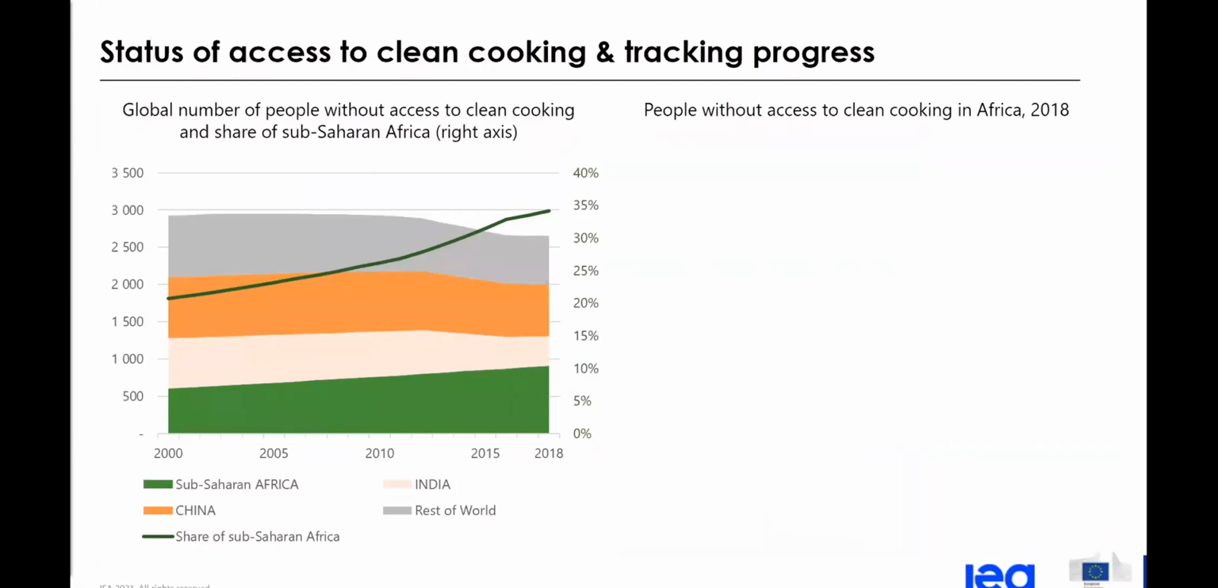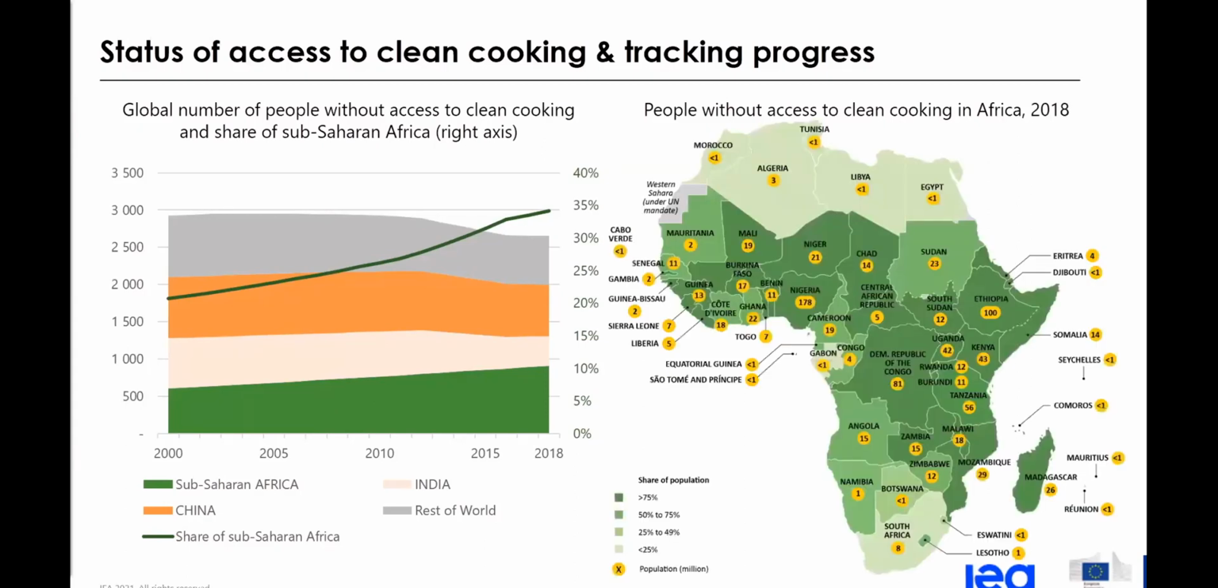Now, let us look at an analysis that the World Energy Outlook team did on the status of access to clean cooking and tracking progress of what has been done lately. Globally, the average number of people without access to clean cooking has been stable since 2000. But if you look at Sub-Saharan Africa, the share has been constantly increasing, and in 2018, it reached 35% of the world. This is because population has been increasing faster than tools to help people access clean cooking facilities.